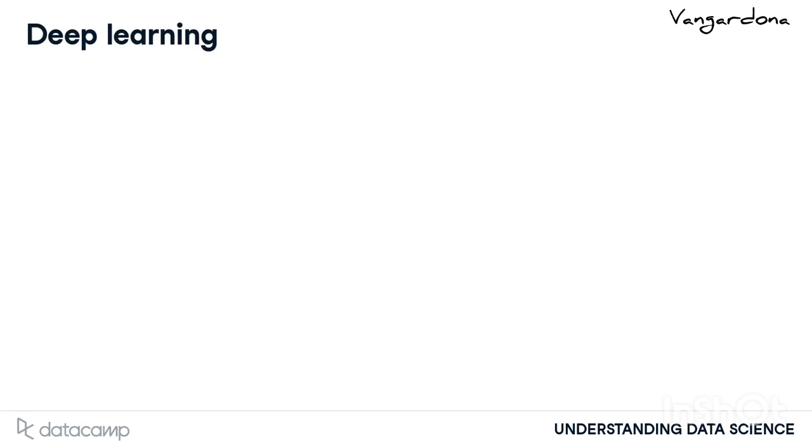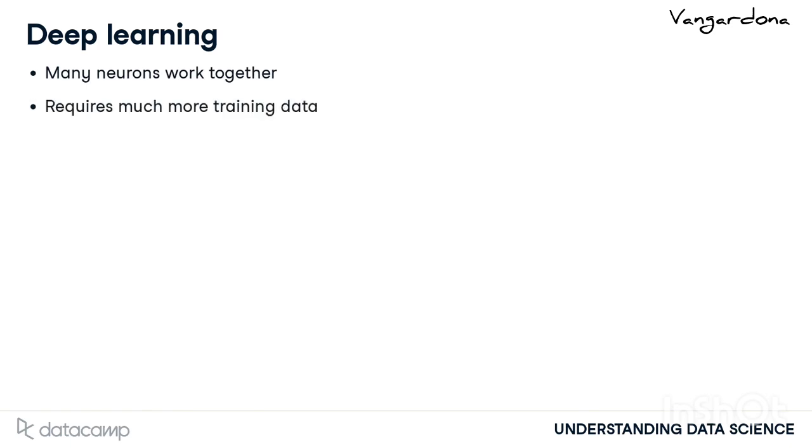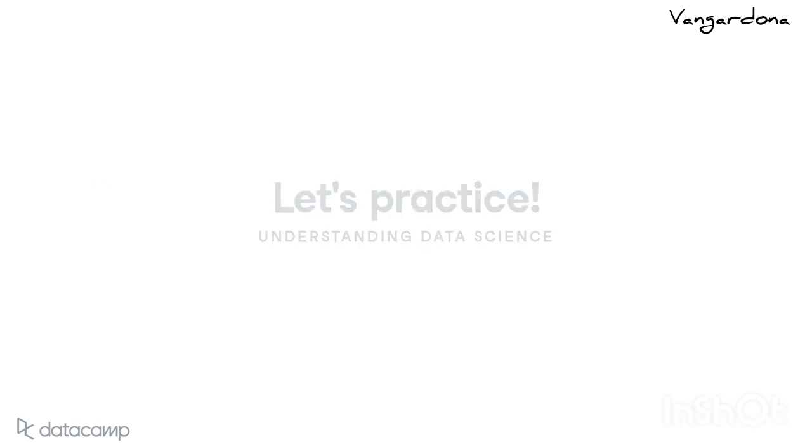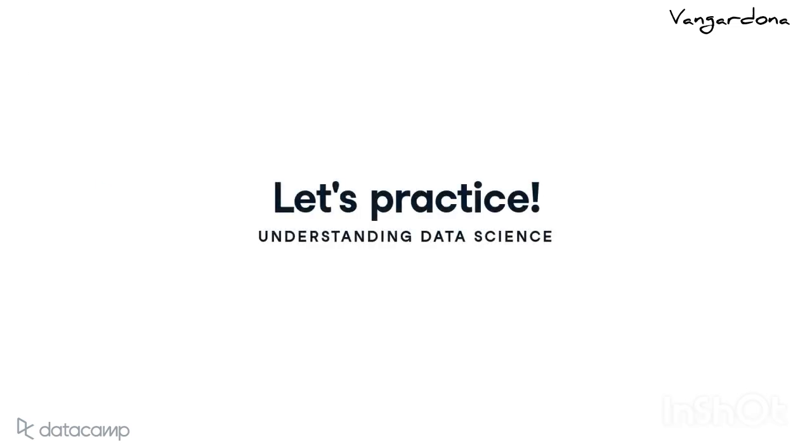In deep learning, multiple layers of mini algorithms called neurons work together to draw complex conclusions. Deep learning takes much, much more training data than a traditional machine learning model, but is also able to learn relationships that traditional models cannot. Deep learning is used to solve data-intensive problems, such as image classification or language understanding. You're now familiar with several different applications of data science. Let's practice.